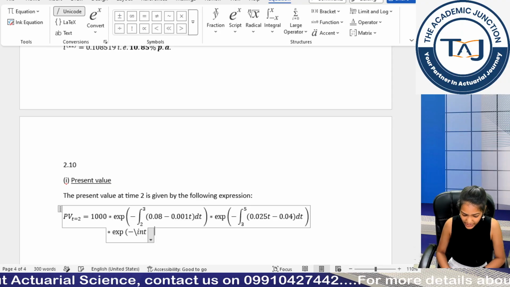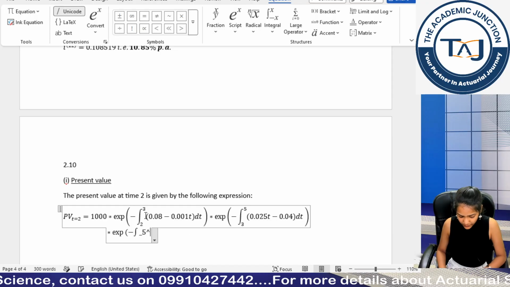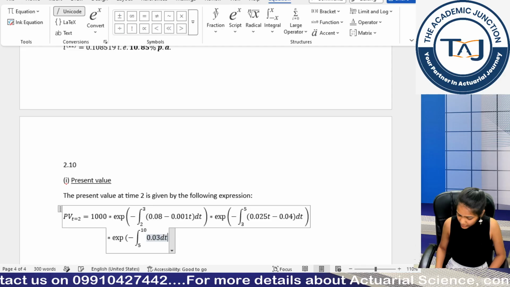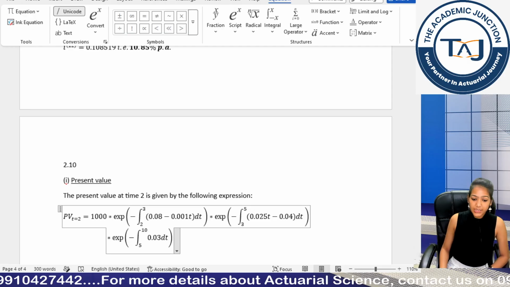Minus backslash int to get the integral, putting the limits 5, 10, then the text. To escape this, the arrow key, brackets closed, and we get this equation.